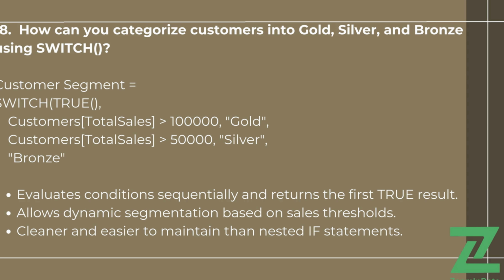For example, writing customer segment equals SWITCH TRUE, customers total sales greater than 100,000 then gold, customers total sales greater than 50,000 then silver, else bronze, will categorize customers into gold, silver, or bronze based on their total sales.